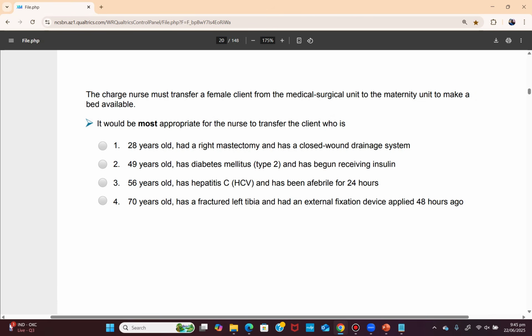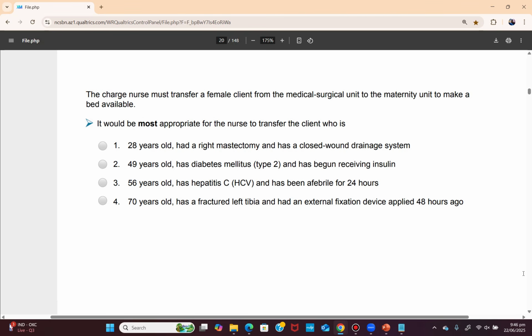Now, when you are trying to transfer a client to give them advanced care, you are looking for clients that are not stable. But if you are trying to transfer clients to make a bed available, such as in this question right here, we are trying to transfer a client that is stable. So now you can see the two types of transfer: one is related to the critical patient, another one is related to the stable patient. Am I making sense?